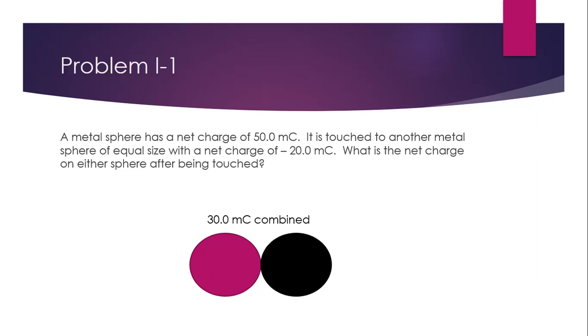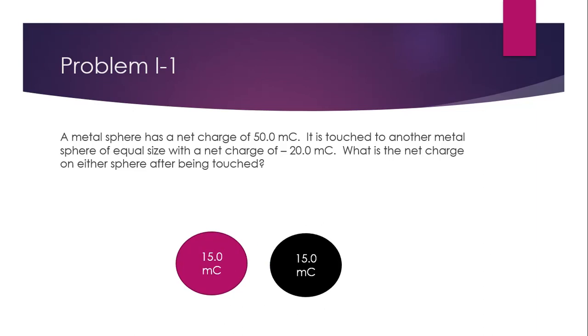So what happens when we touch them together is that charges transfer, and the net charge on both objects combined happens to be 30 millicoulombs. Well, when you separate them, half of those charged particles end up on one sphere, half of them end up on the other sphere. They want to be as far away from one another as possible. So you end up with two charges of 15 millicoulombs.